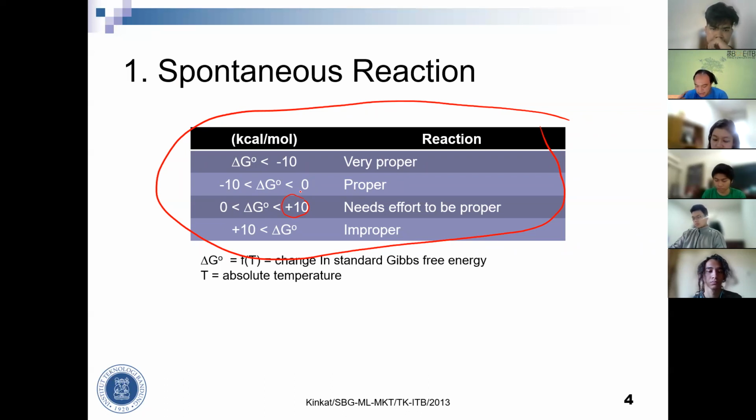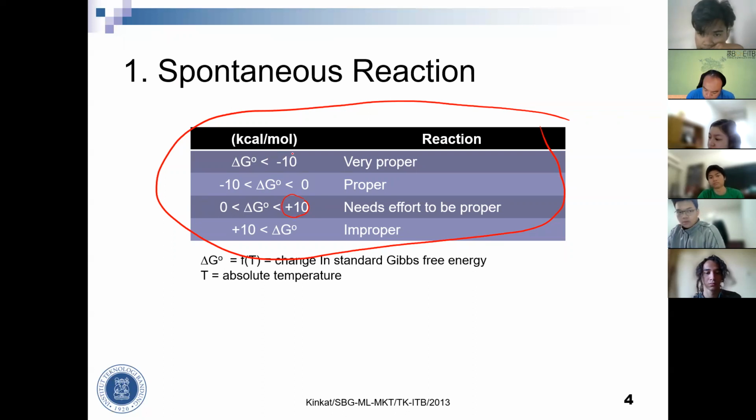But if the delta G is very large, more than plus 10 kilocalorie per mole, usually people will leave it. We will find another route to make it. If the delta G is more than plus 10 kilocalorie per mole, we need to find another route to make that happen. That is the guidance.